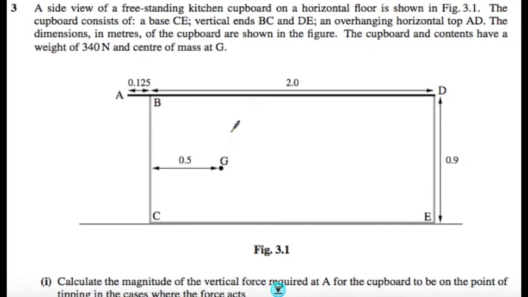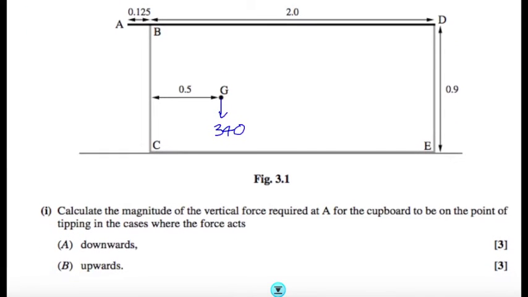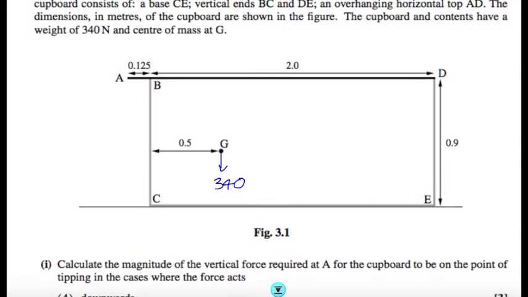Right, so we know the centre of mass is there, we know the weight is 340 newtons, so I'm going to put that on there. Remember, not 340g because they've said it's the weight. Calculate the magnitude of the vertical force required at A for the cupboard to be on the point of tipping in the case when the force acts at A downwards.